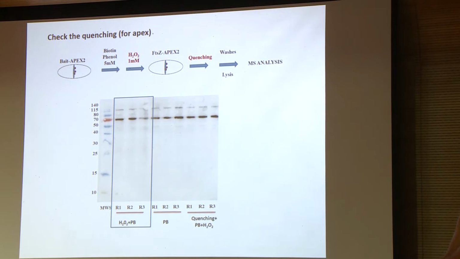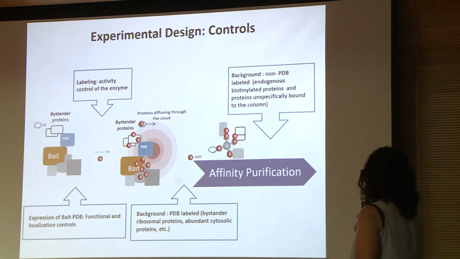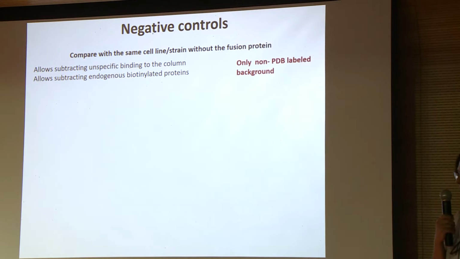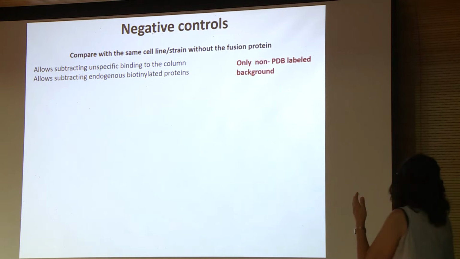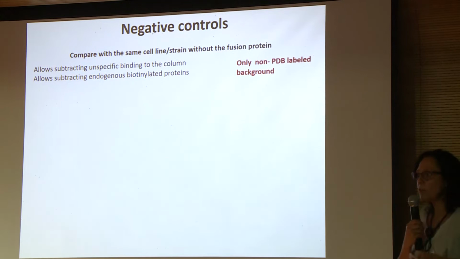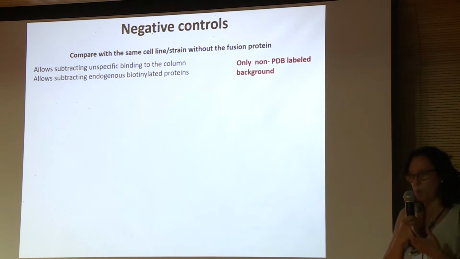So then we have to do, which is maybe the most important part, is to subtract all these proteins that we don't want in our list. So for that, there are different controls that can be done. So we can compare the interactome, the proteins we recover, with the same experiment with the same cell line or strain, but without the fusion protein. So this is not the most recommended, because what we can take off here is proteins that are not labeled with our fusion, because the cell line does not have the fusion protein, but we cannot subtract the other proteins that are labeled with our protein but are not desired.